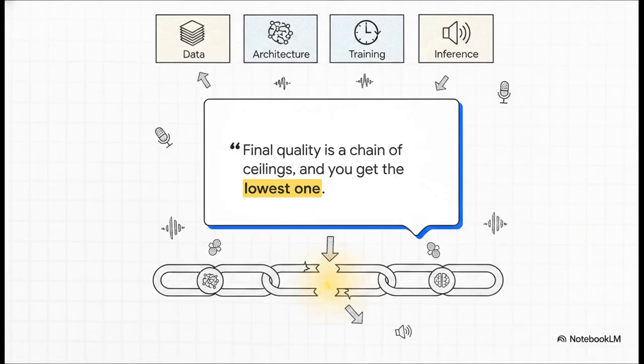Okay, let's dive right into this, because there's a core truth we really need to establish immediately. Final quality is a chain of ceilings, and you inevitably get the lowest one. Your final voice model can never, ever exceed its weakest link. Think about it. You could have absolutely perfect data, but if your architecture is limited, your audio is going to be limited. You can train for 1,000 hours on a massive GPU, but if your data is noisy, your audio will be noisy. Final quality is just a chain of ceilings: data, architecture, training, inference, and you are always capped by the lowest one.